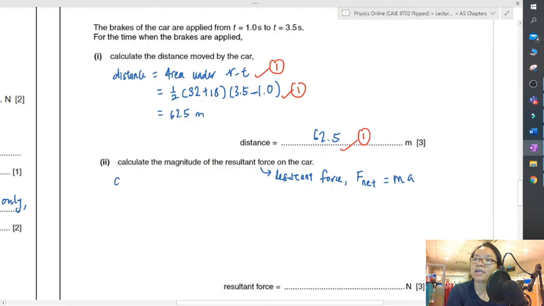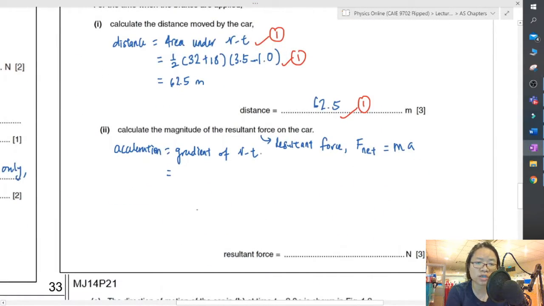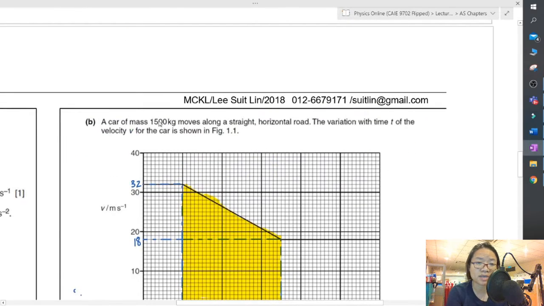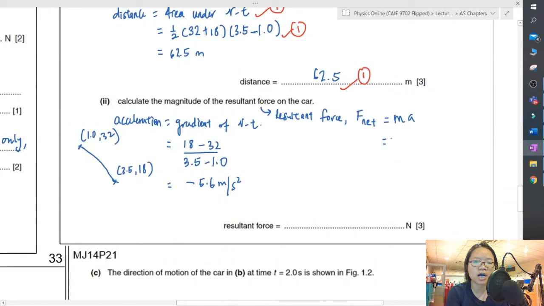Okay, so next part, calculate the magnitude of the resultant force. To find resultant force or net force, I need ma, so I need to find the acceleration, which is the gradient of the line. So to find the gradient of the line, I will take the change in height, which is 18 minus 32, because this coordinate is (1, 32), that coordinate is (3.5, 18), and then I'll get negative 5.6 meters per second squared, the gradient of the line. Then I can just plug into the car, because the car is 1005 kg, negative 5.6, negative 8400 Newtons. Why so similar? Because it's the same setting.